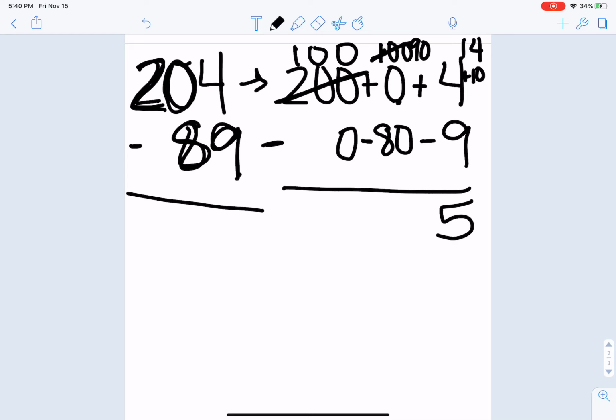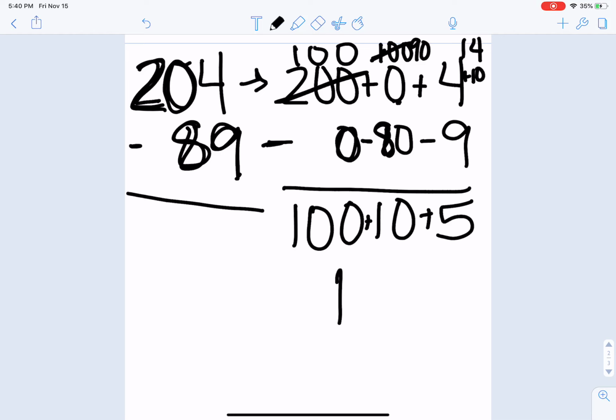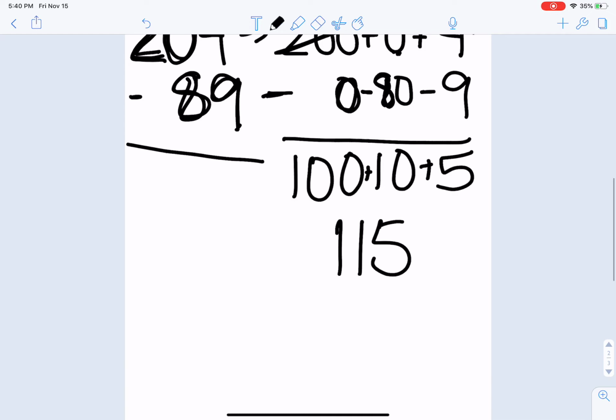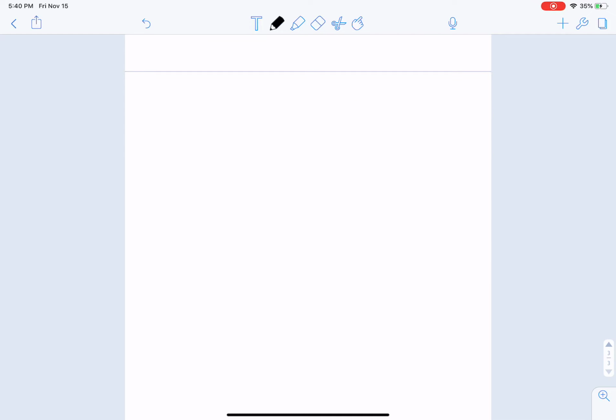Moving to the tens place, 90 minus 80 equals 10. And then looking at the hundreds place, 100 minus 0 equals 100. So the student would be left with 100 plus 10 plus 5, which they would solve to make 115. And then the final strategy would be used for 4th grade.